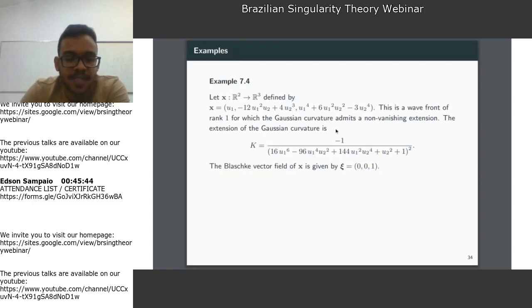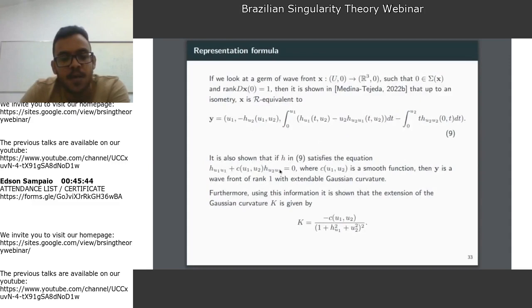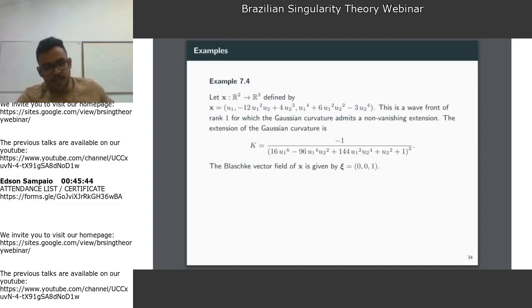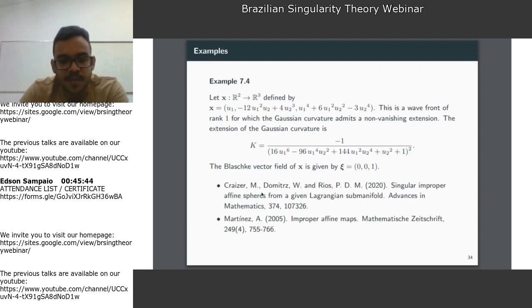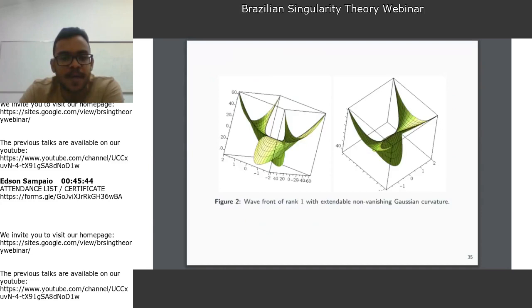So inside of this class, we found a subclass only with improper affine spheres with singularities. That is an important subject in differential geometry. Some authors are interested in this, like Max Kreise, Wojtek Domitris, and Pedro Hughes, and also Martinez. I think this paper by Martinez was the first one to talk about improper affine spheres with singularities, which he called improper affine maps. I haven't studied a lot about this, but it's something I would like to study a little bit more in the future. And now here's the picture of this last wave front.